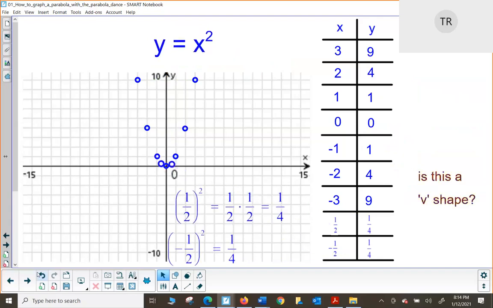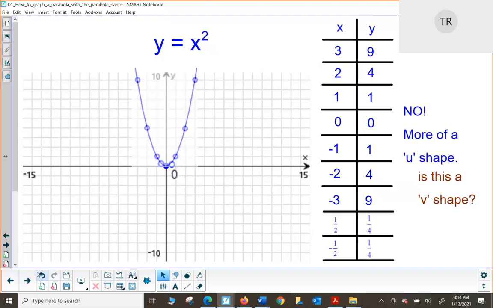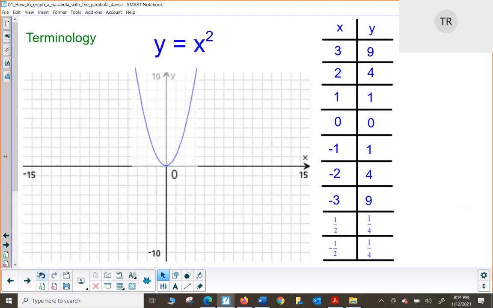And is it a V shape? And the answer is no, it's actually more of a U-looking shape. It's rounded at the bottom. And so we're going to go ahead and connect the points and get this beautiful looking parabola, and that is the name of the curve. So some terminology I'd like them to know.